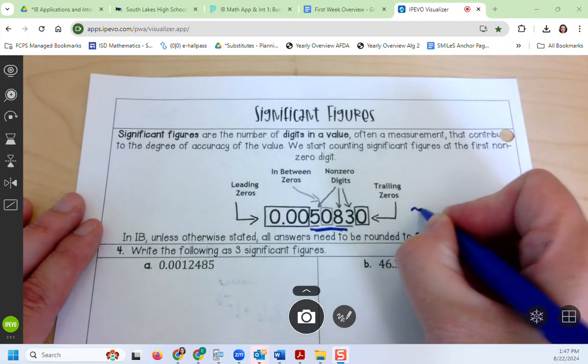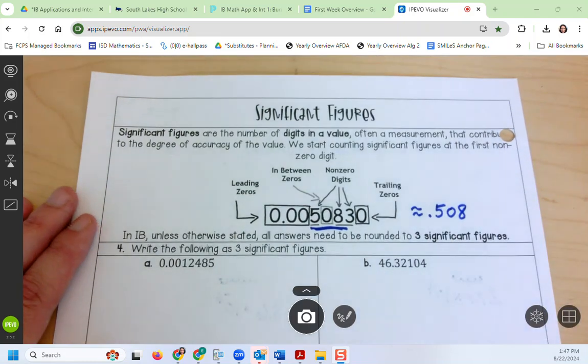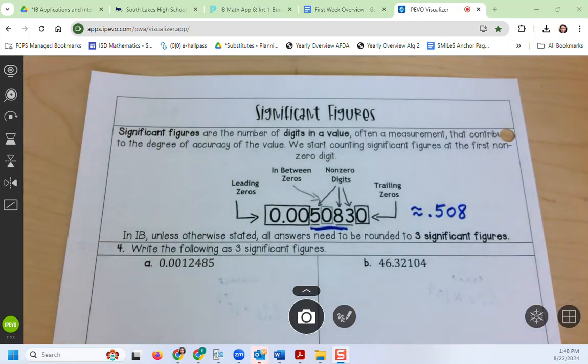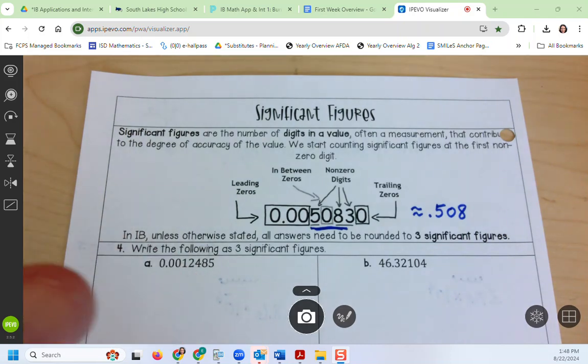So this one, 0.508. You haven't had a ton of instruction on significant figures yet, which we call sig figs, but I still want you to try these two. Remember, the directions are find the first number that is not 0, and then count 3 digits from there. Those are your 3 sig figs. So we don't add the 2 zeros.